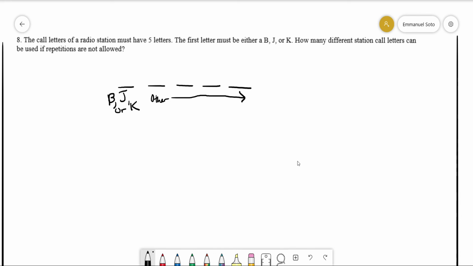So there are 3 choices for that first letter. Once we get that, and it says repetitions are not allowed, there are 26 letters in the alphabet. When we choose one of them, we're down 1, so that's 25. So we have 25 options. I'm sorry, let me erase that.